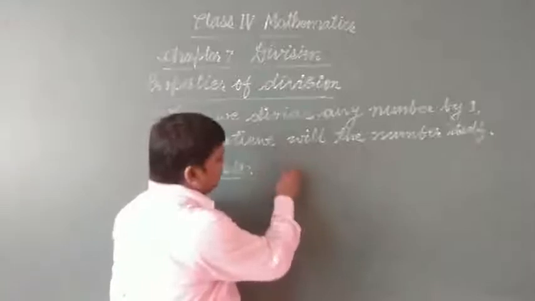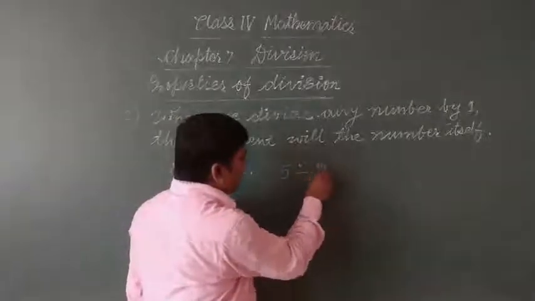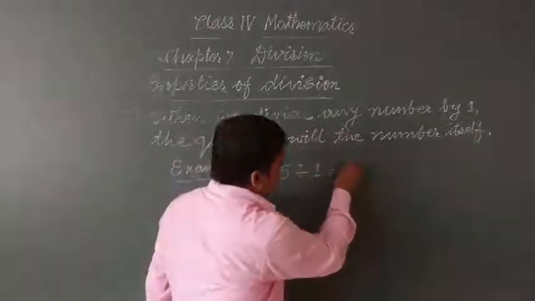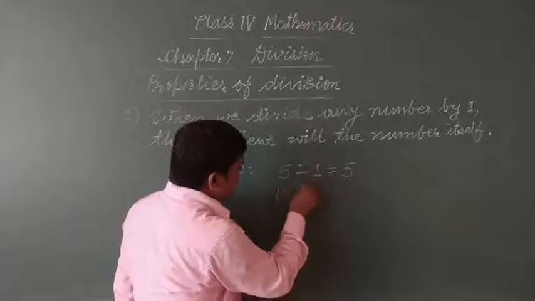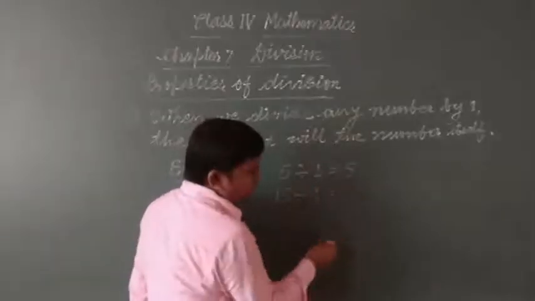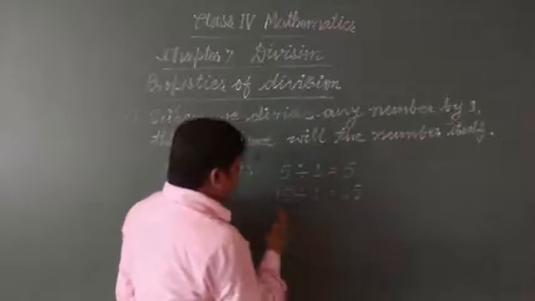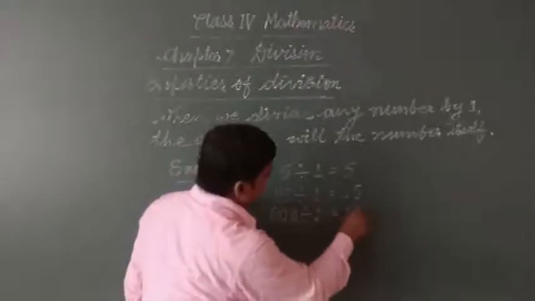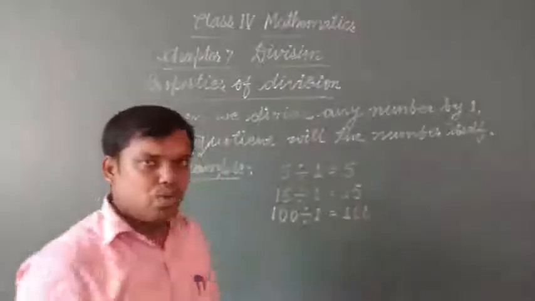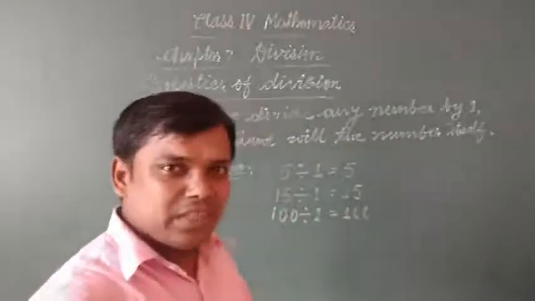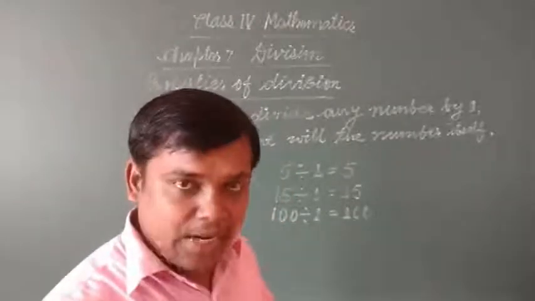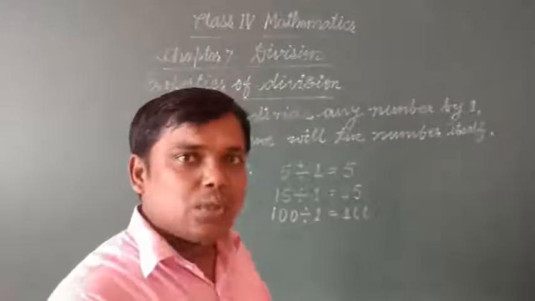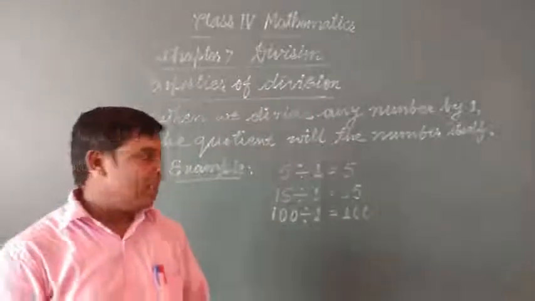If we are going to divide 5 by 1, here 5 is the dividend and 1 is the divisor, the quotient will be 5. If it is 15 by 1, the quotient will be 15. If it is 100 by 1, the quotient will be 100, and so on. So I hope you understood the second property of division, that if the dividend is any number and the divisor is 1, the quotient will be the number itself.